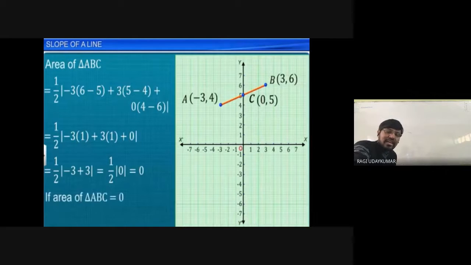If C is on the line segment AB, the area is obviously equal to 0. So the area of the triangle is 0 if 3 points are collinear. Now our original topic comes into focus: slope of a line.